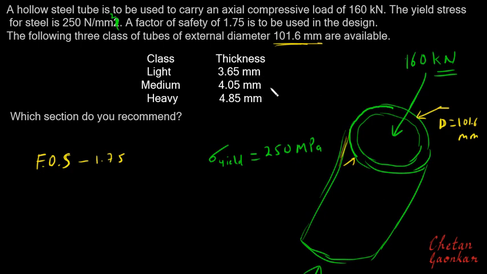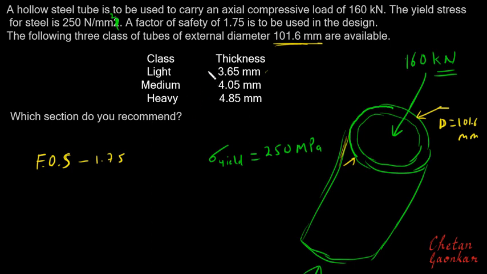Now there are three classes of tubes. One is light, one is medium, one is heavy. What is the difference between these three classes? The thickness is basically varying. The lighter tube has less thickness, and that is understood, right? As the tube will be lighter, the thickness will be less. This is of medium class, and this is the heavy class, wherein the thickness is the maximum.